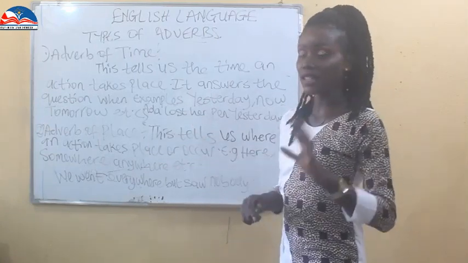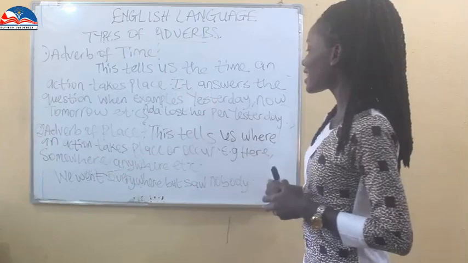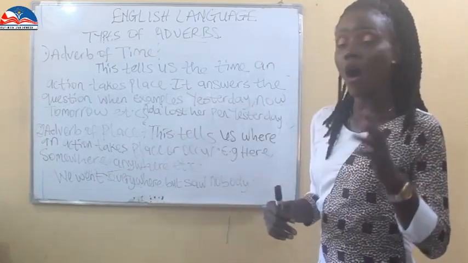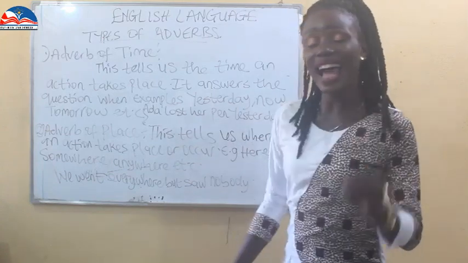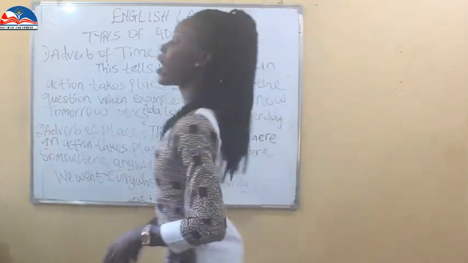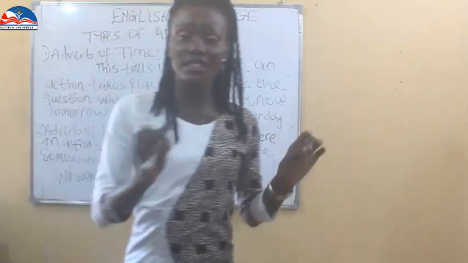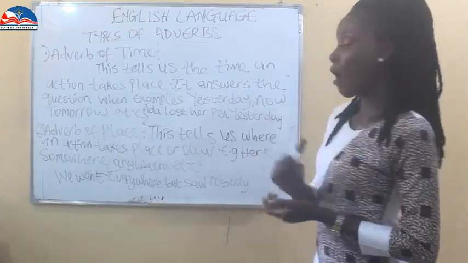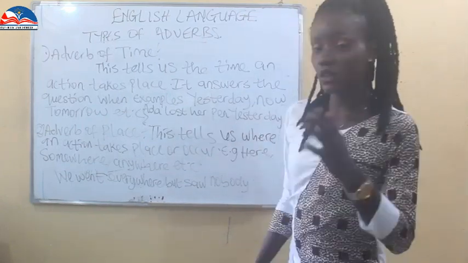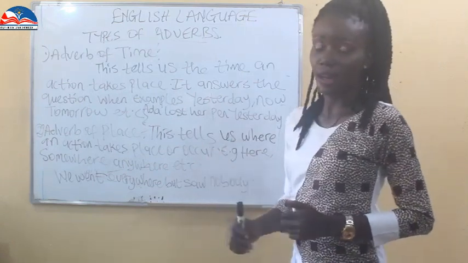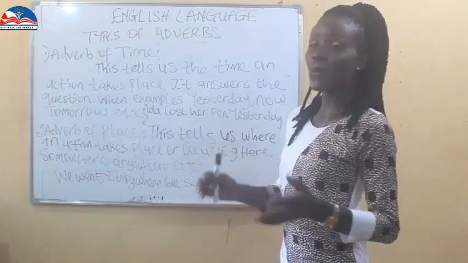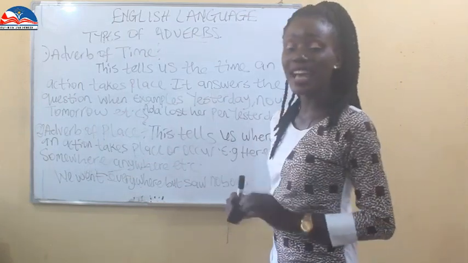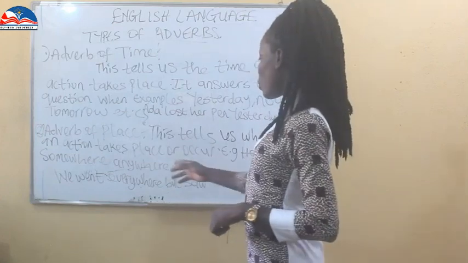Adverb of place, the second type of adverb. It tells us where an action takes place or occurs. Adverb of place tells us where the action takes place or occurs. Examples are here, somewhere, anywhere, etc. We went everywhere but saw nobody.